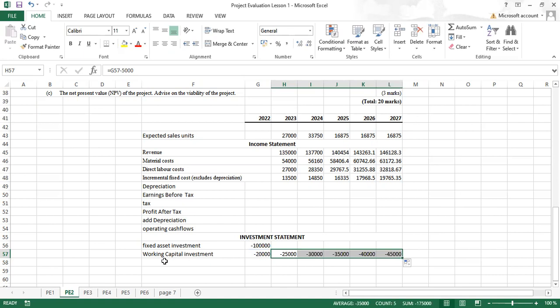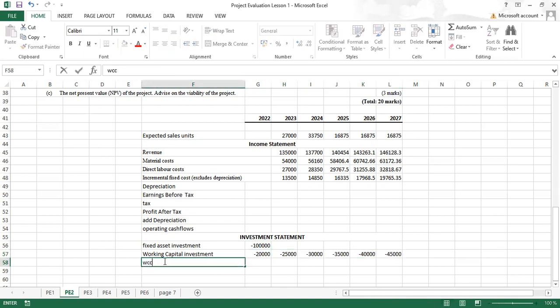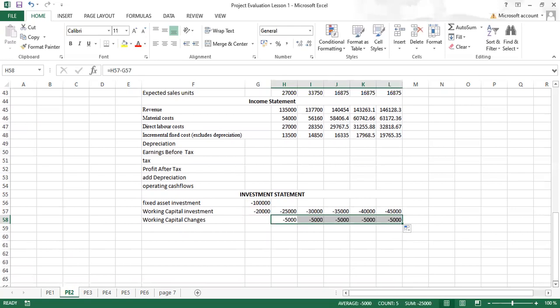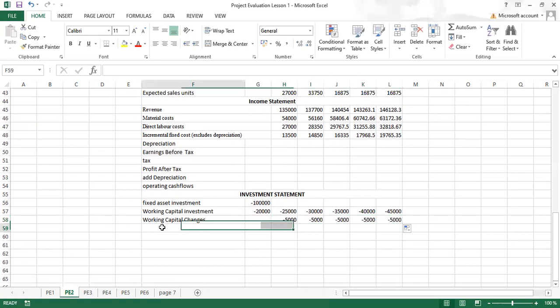Then we do something called working capital changes. Don't confuse this one with this one. This one is just how it will be going, but the working capital changes is what goes in the project cash flows. So it will be equals the current one minus the previous one. It will be going by 5,000 that way. Then we do something called terminal benefits.